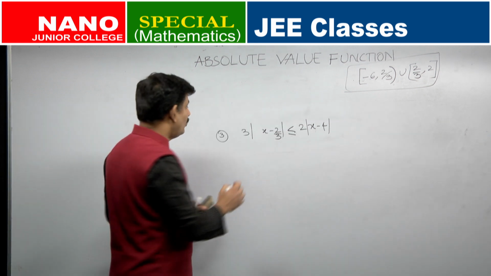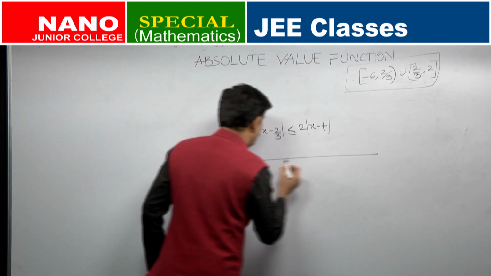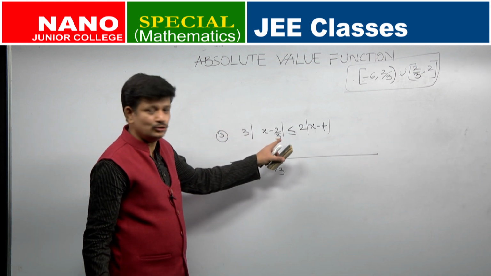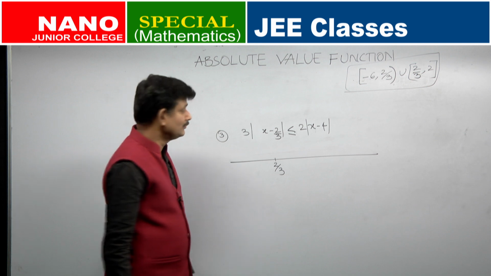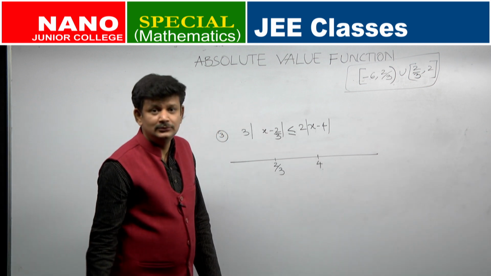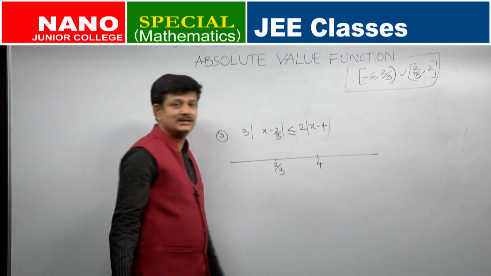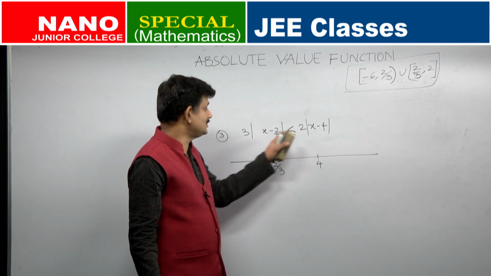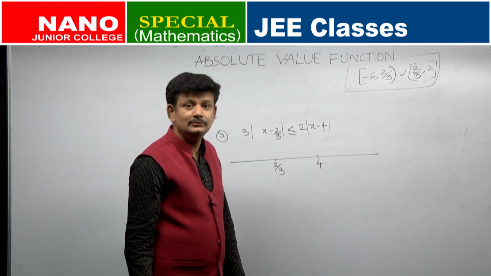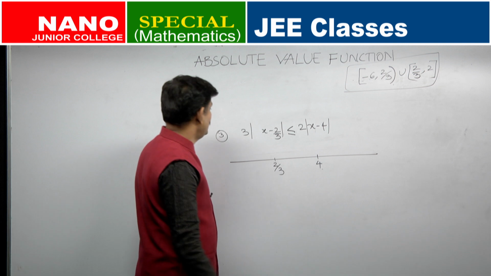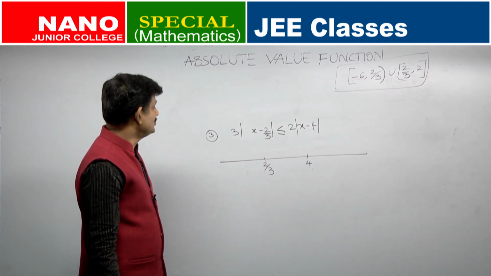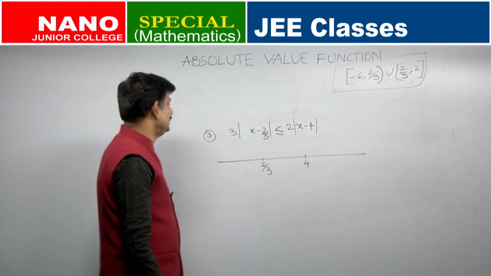So, what I want is those numbers whose distance from 2 by 3 and whose distance from 4 satisfy this condition. What is that condition? 3 times of this distance should be less than or equal to 2 times of this distance. Okay. So, let me see how to interpret this particular situation geometrically.